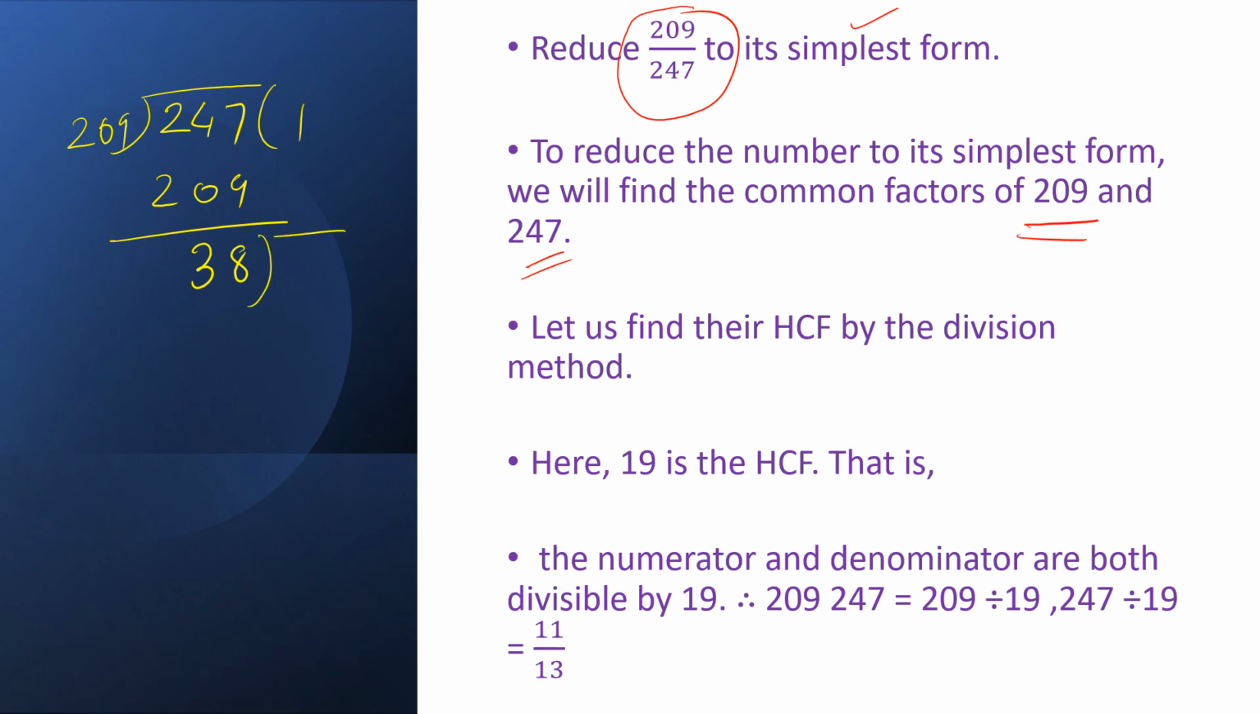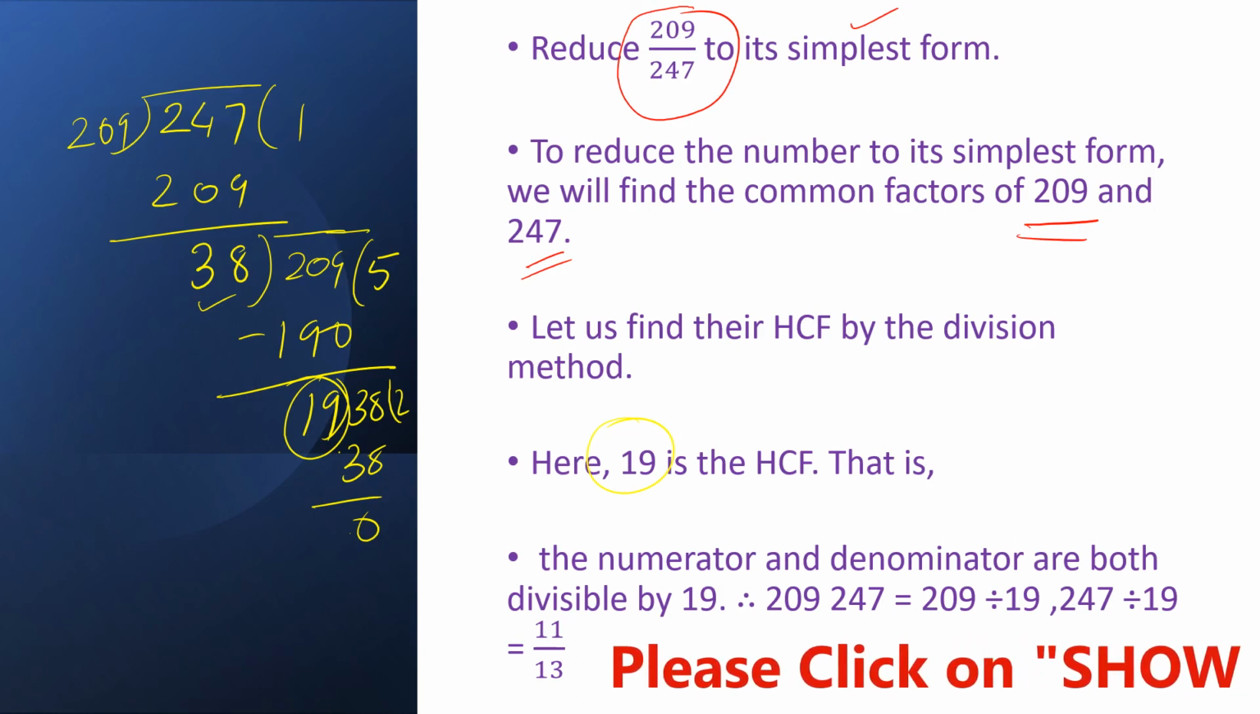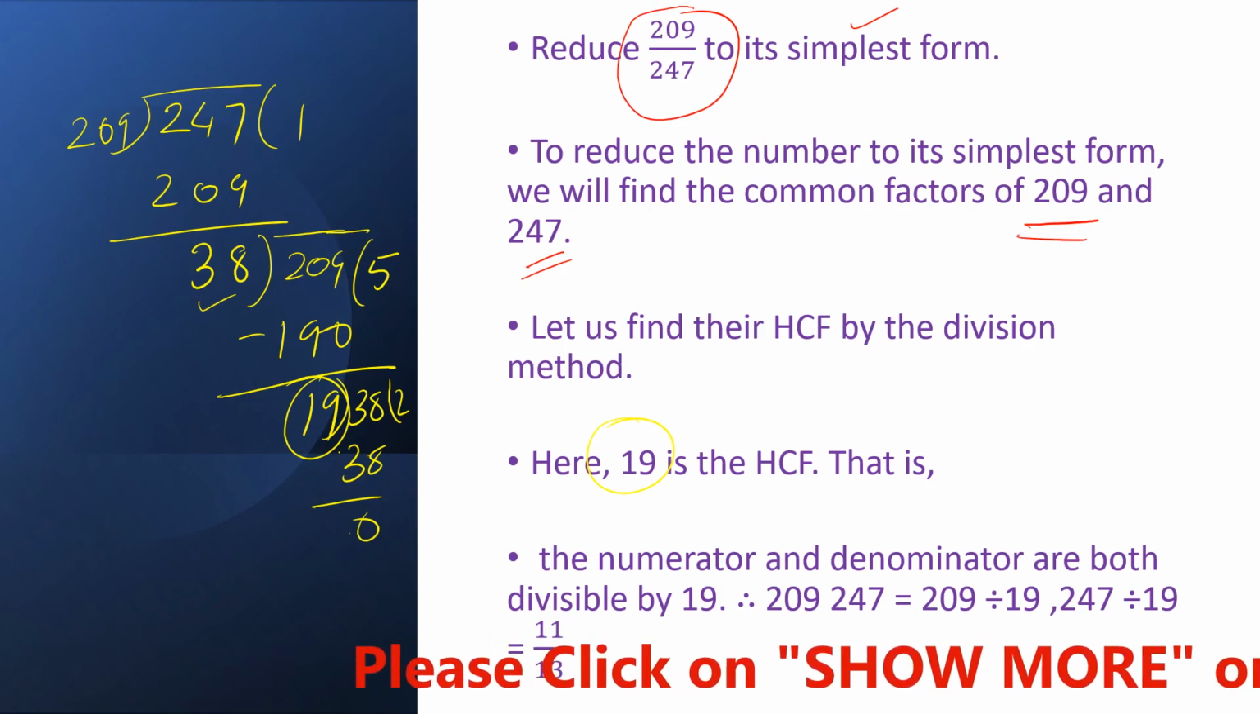We will divide 209 by 38 now, right? And it can go 5 times, and that is 190, and the balance is 19, right? We will divide 38 by 19 now, and we get 2 times 38, 0. That means 19 is the HCF. I have written it here earlier itself. 19 is the HCF.